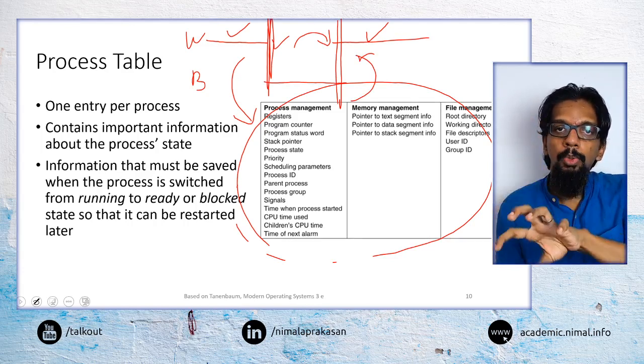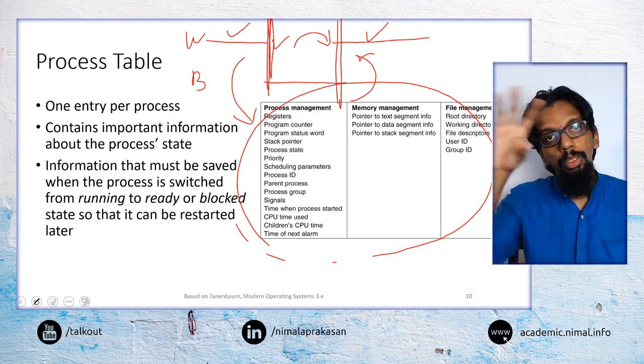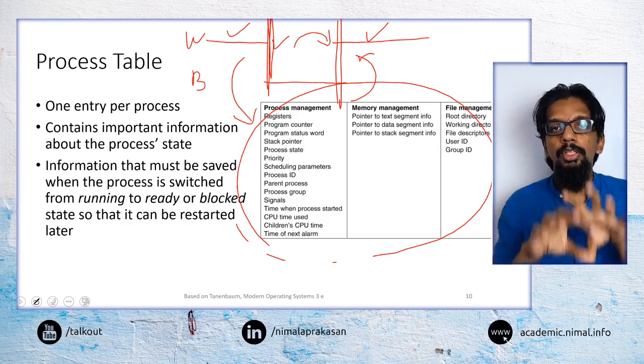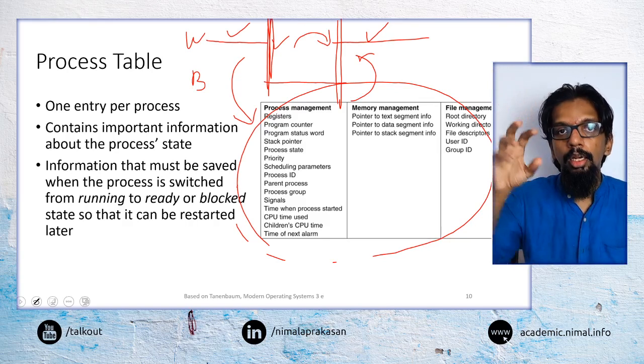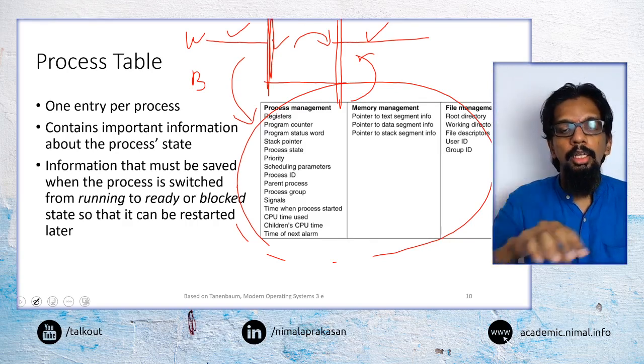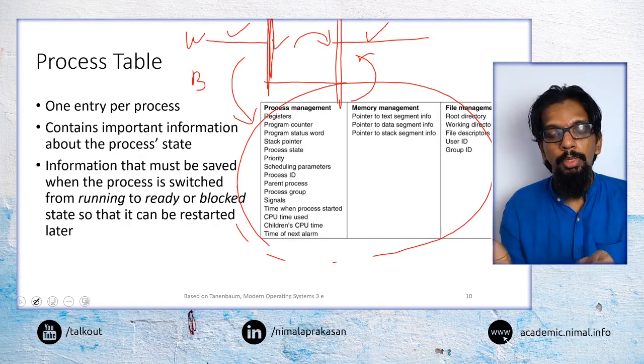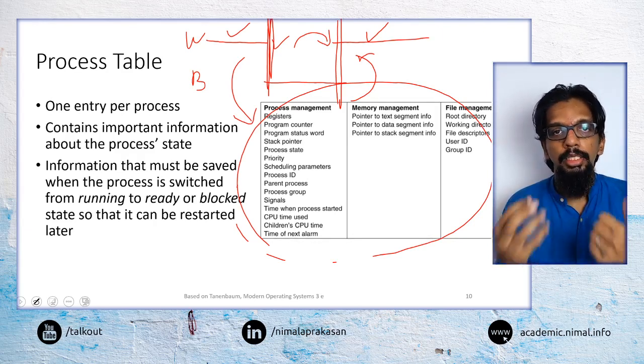Whenever we move a process to the ready state or the blocked state, we always store that information in this table. When they are ready to run again, when they need to go to the running state, we read this information from the process table and restore it back into memory or the relevant registers and so on.